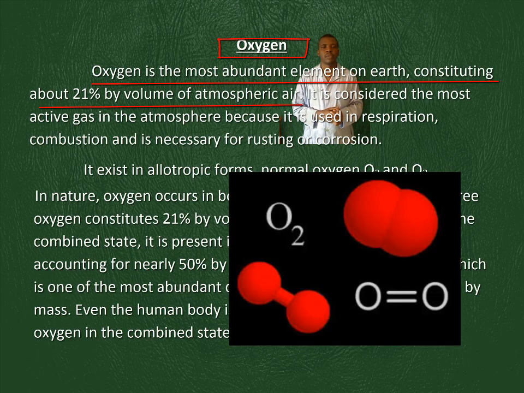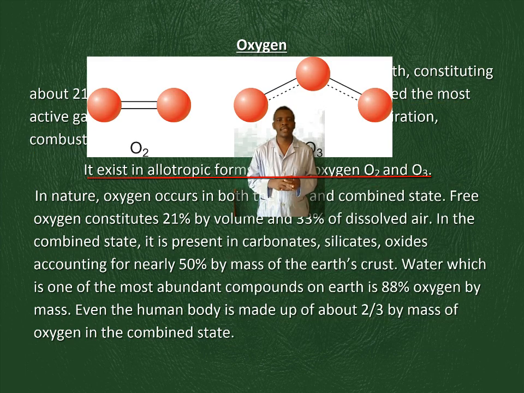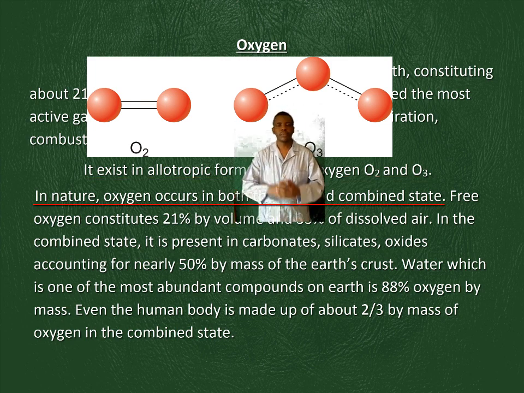Oxygen. Oxygen is the most abundant element on Earth, constituting about 21% by volume of atmospheric air. It is considered the most active gas in the atmosphere because it is used in respiration, combustion, and is necessary for rusting or corrosion. It exists in allotropic forms, normal oxygen O2 and O3.